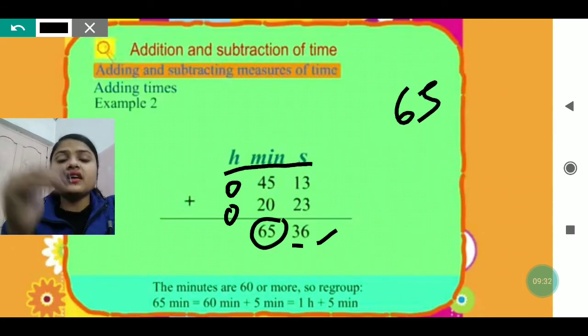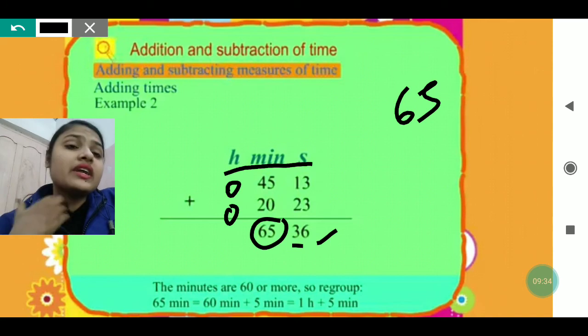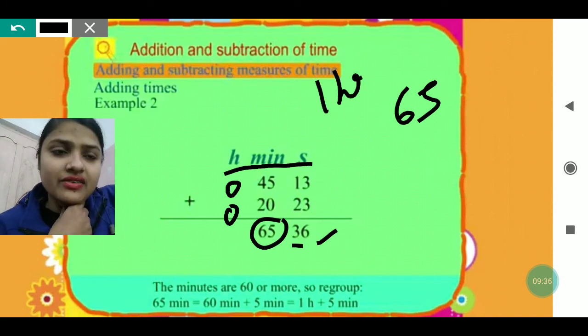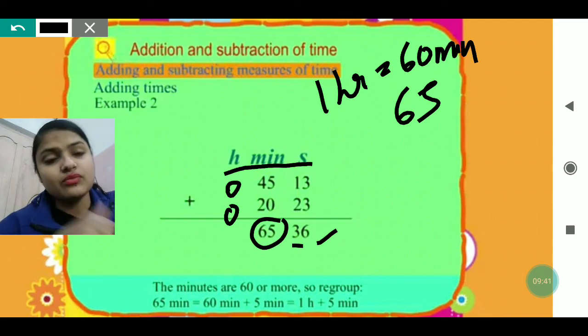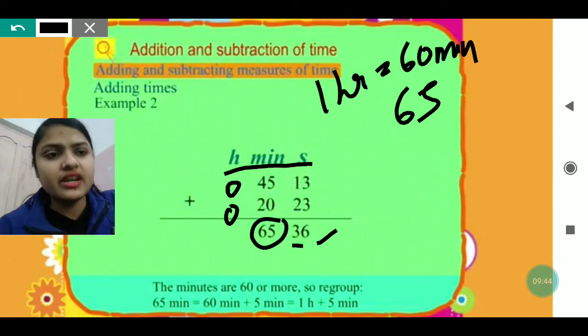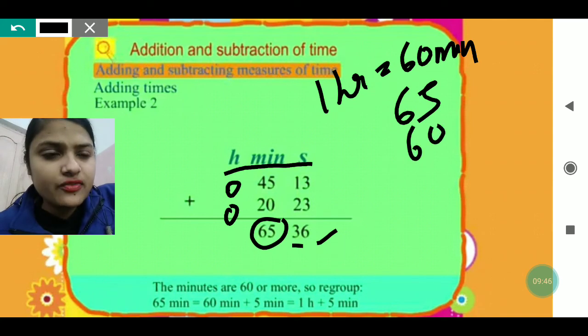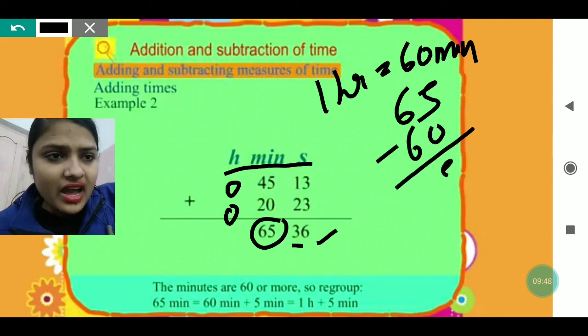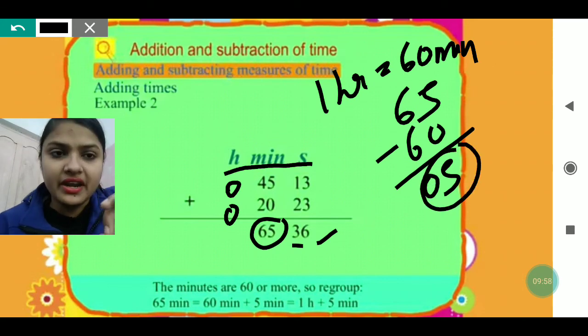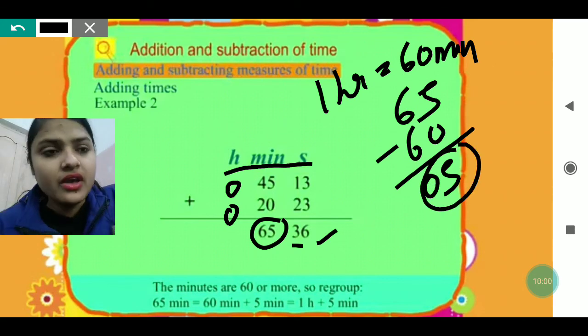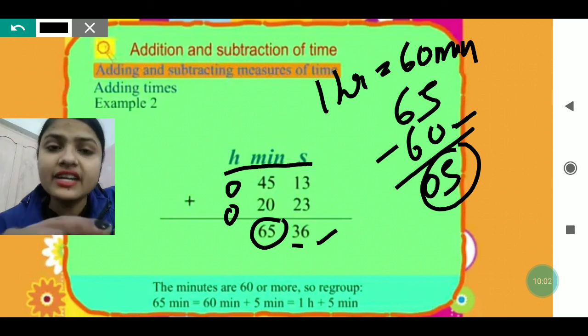65 means you are getting more than 60 minutes, if we know that 1 hour is equal to 60 minutes. So you can subtract 60 from 65, and the 5 which is left, that 5 minus 0 when you do, you will get 5, and 6 minus 6 you will get 0. So this 5 minutes which you have got, my dear, you will write in the minute column, whereas this 60 which you have subtracted from 65 will go into the hour column.